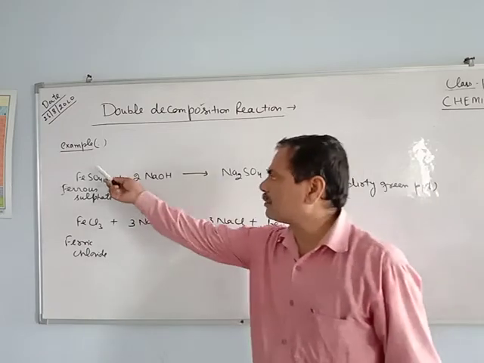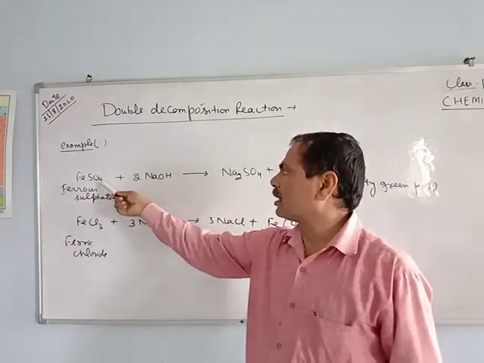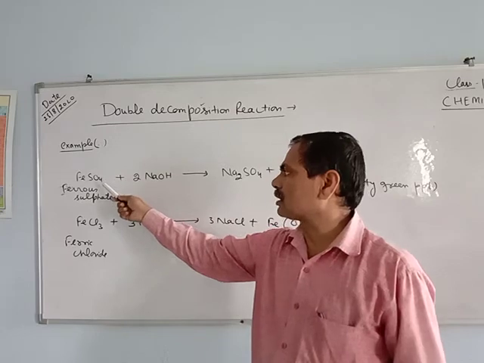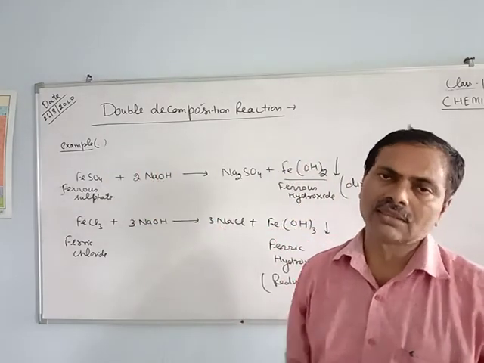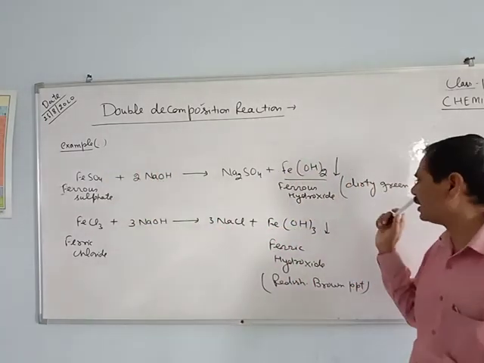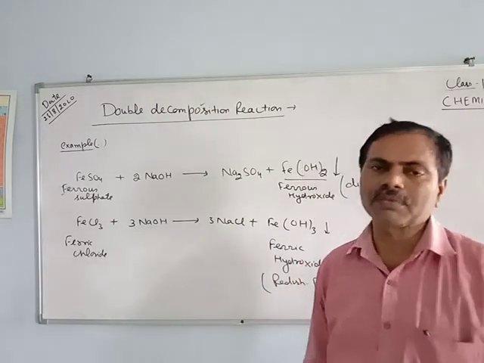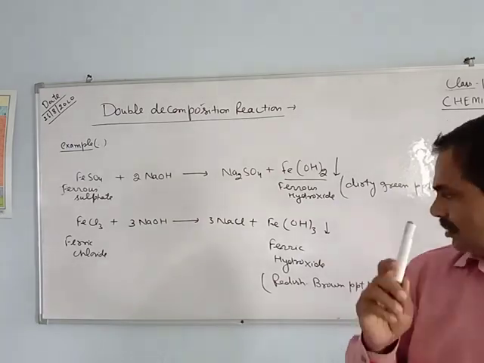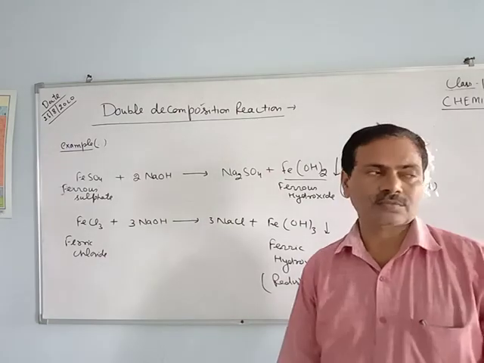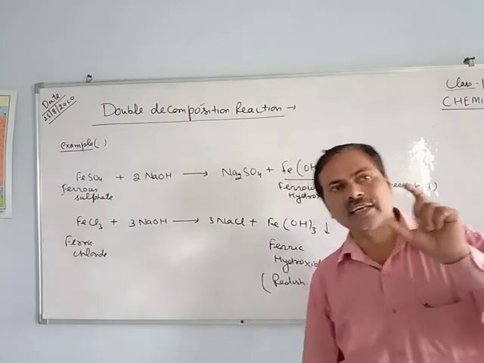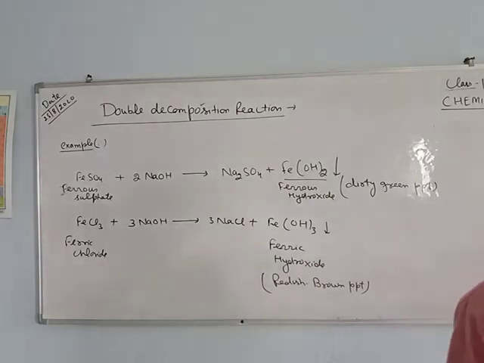You can use ferrous chloride in place of ferrous sulfate, and the color will still be dirty green. The ferrous ion gives the dirty green precipitate, while the ferric ion gives the reddish brown precipitate. I will show you this in an experiment next day.